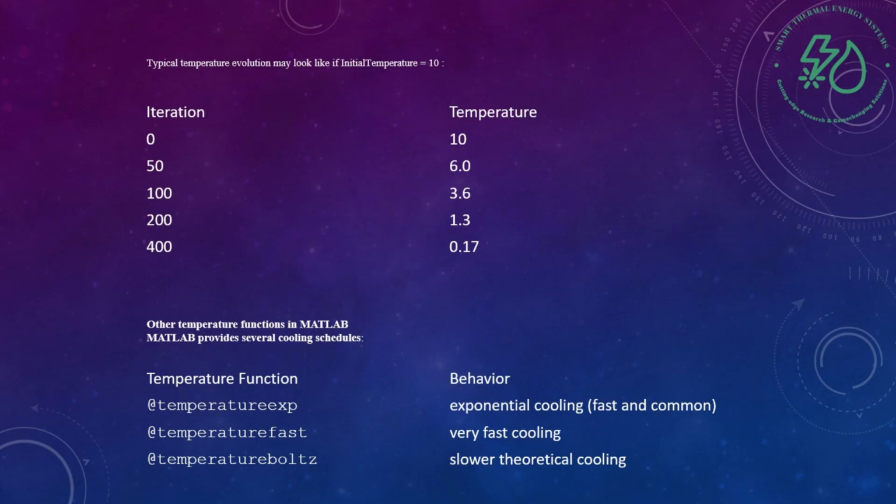And on the top, you can see a typical temperature evolution. If we consider the initial temperature is 10, how the temperature decreases by the temperature function. As I mentioned before, the temperature function controls how fast this reduction happens, and then after that how fast randomness decreases. It is something that the temperature function is doing.